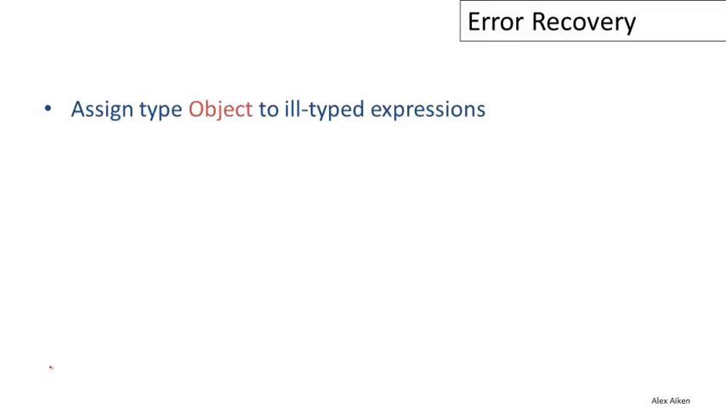One possibility is to simply assign the type object as the type of any ill-typed expression. The intuition here is that even if we couldn't figure out what the type of the expression was supposed to be, certainly it was something that was a subtype of object, and so it is certainly safe to assign any expression the type object. So let's consider what happens with this strategy in a simple piece of code.